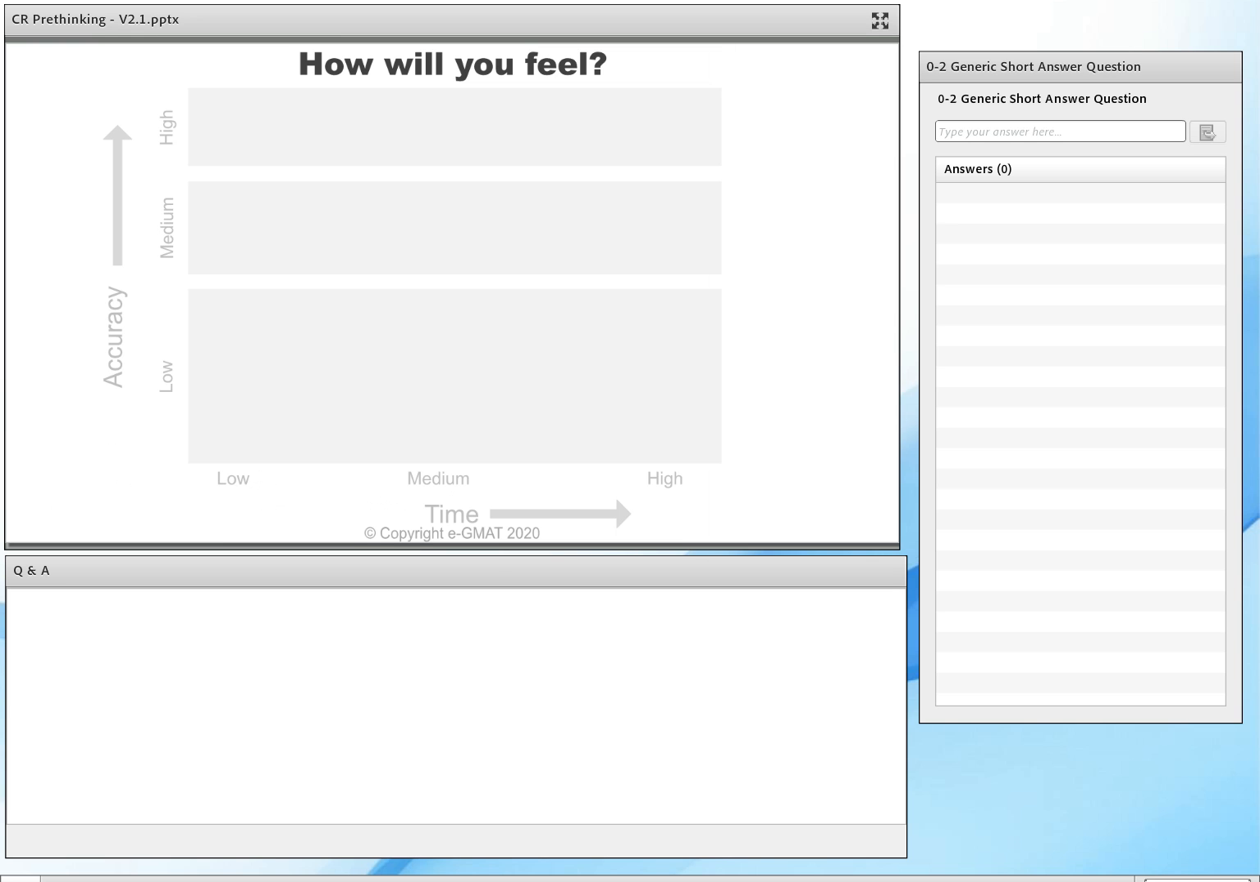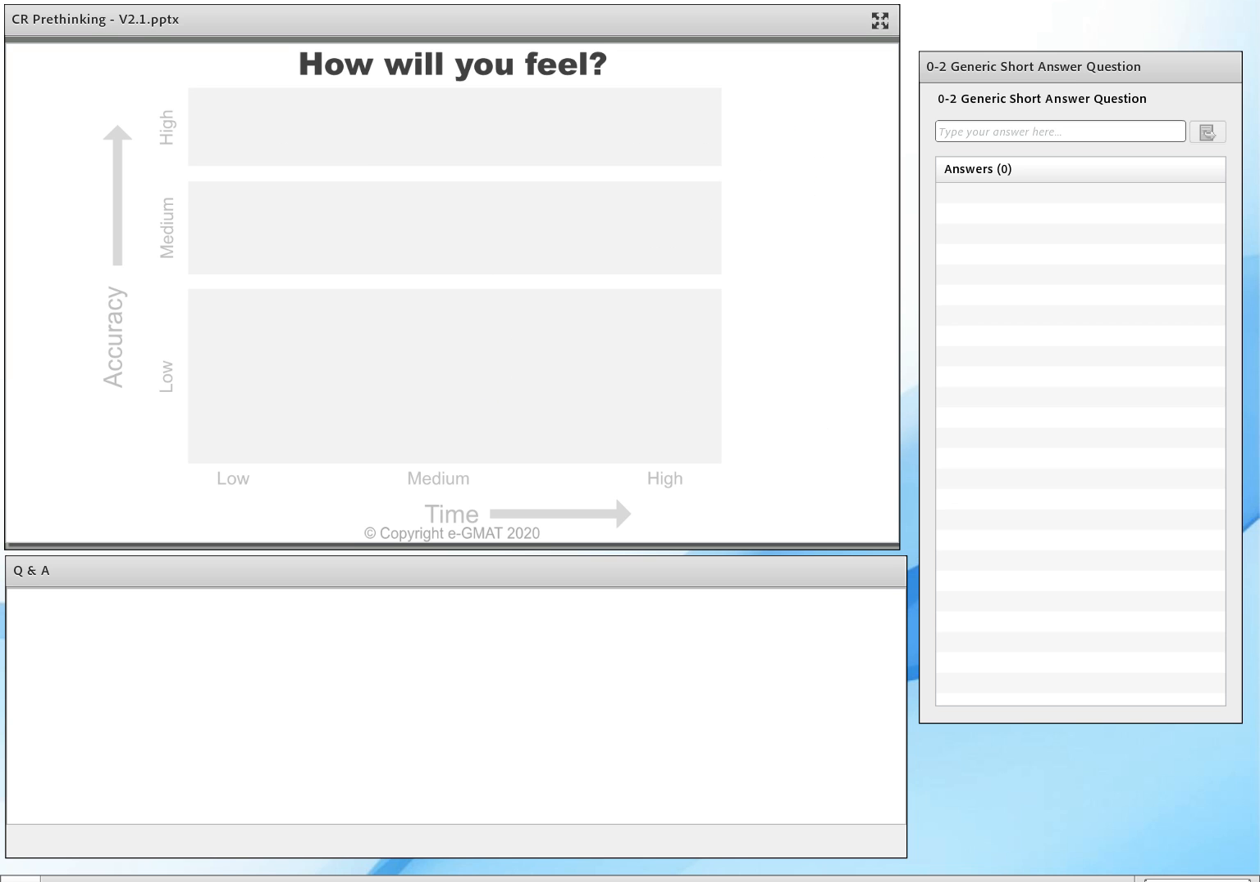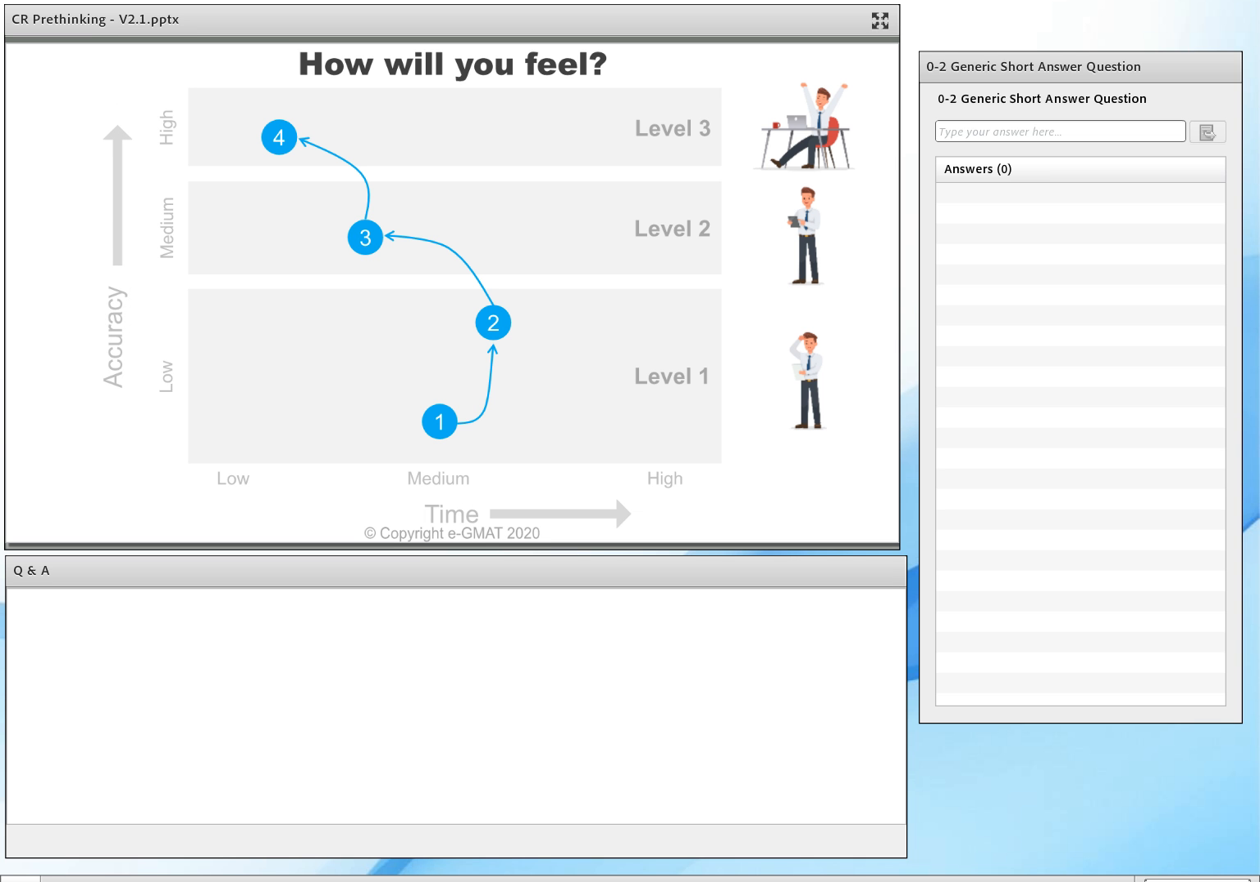When it comes to pre-thinking, it is a time saver when you do it right. But when you're learning it, you are going to take longer. This is how you go about it. Let me explain this chart. It is a chart of accuracy on the y-axis. The higher you go on the y-axis, the higher the accuracy. And time you spend is on the x-axis. Let's talk about how you would feel. Let's say you're this guy at point number 1.